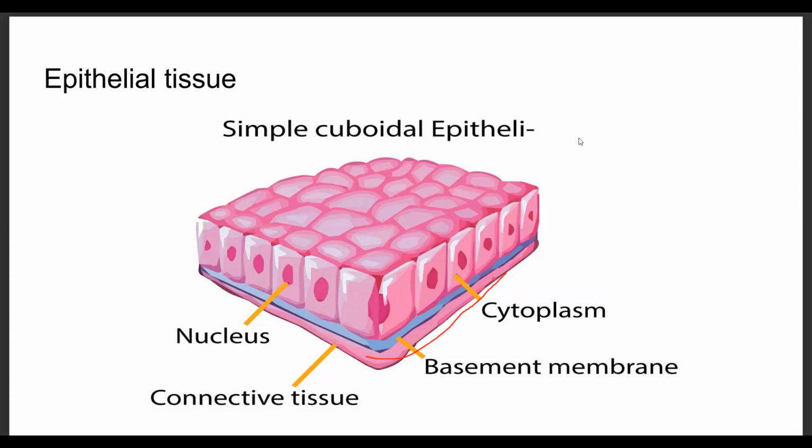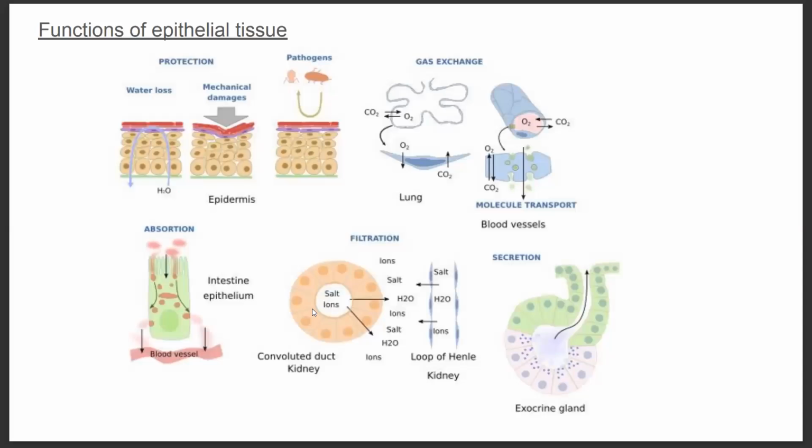Protection. How does this epithelial tissue provide protection? You can send your answers through the chat. These are functions of the epithelial tissue. Protection. Here, this epithelial tissue acts as a barrier against mechanical damages, mechanical injuries, right?